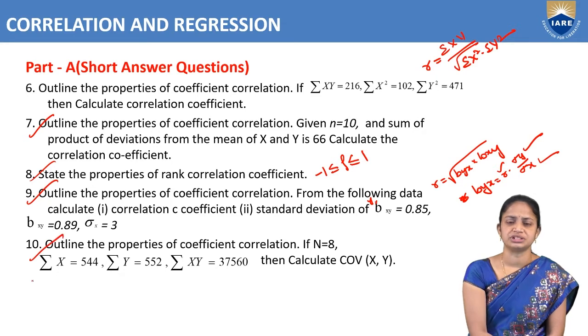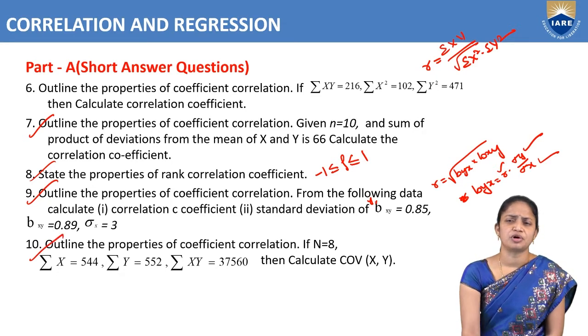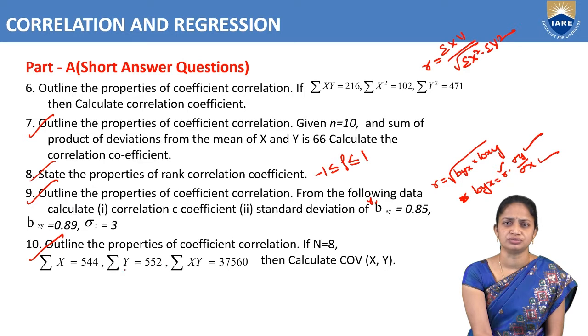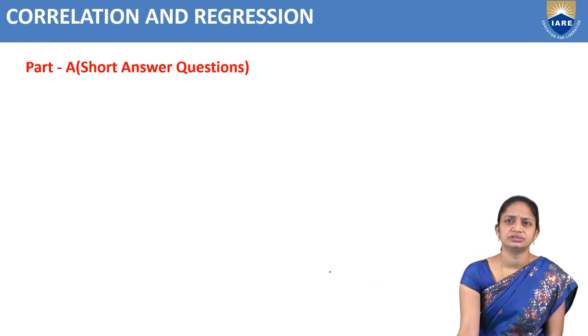Now, next question. Outline the properties of correlation coefficient. We need to write the properties of correlation coefficient, that is minus 1 less than or equal to r less than or equal to 1, and if n equal to 8, summation x equal to 544, summation y equal to 552, summation xy equal to 37560, find the covariance of x comma y. So covariance of x comma y equal to summation xy by n minus summation x into summation y by n squared.